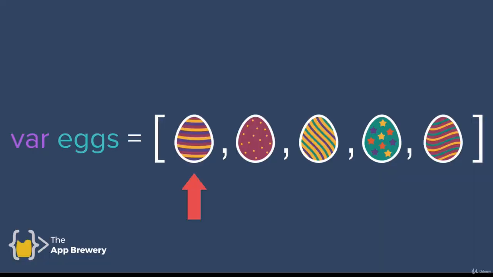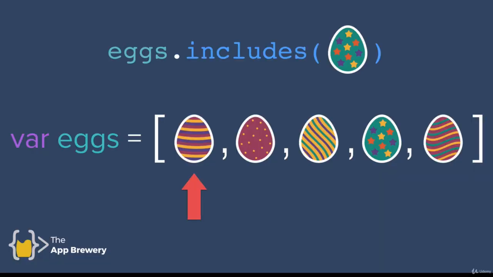Now, another cool thing that you can do with arrays is that you can use the function includes to find out if an array includes a particular item. So for example, in this case, if I say eggs.includes this specific egg, then the computer will look through your array and see if it matches with any of the items inside the array. And if it does, then this line of code will return true. And if it doesn't, then it will return false. So we get a Boolean as the output of this function.